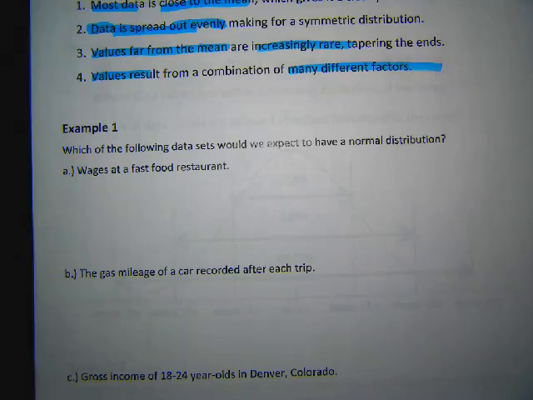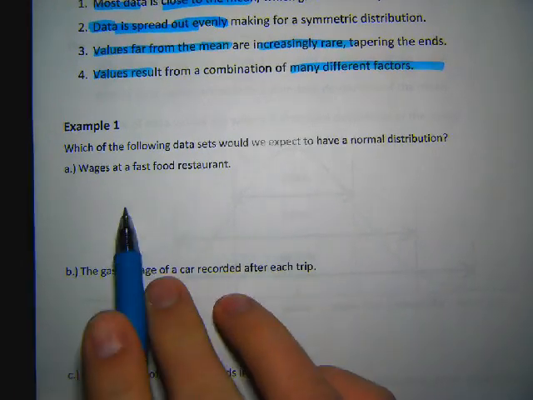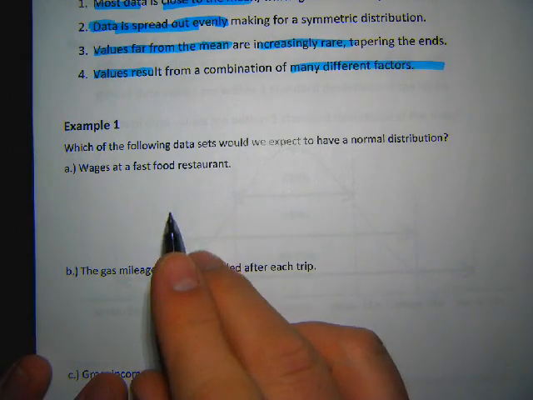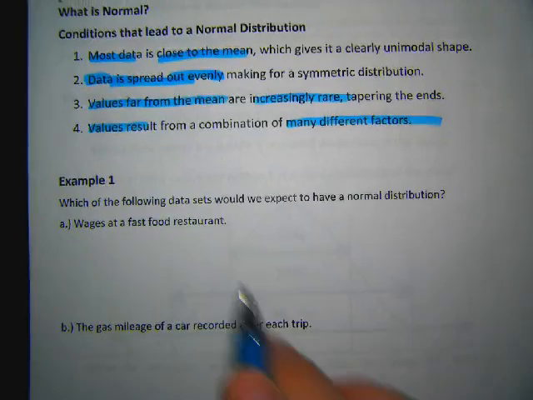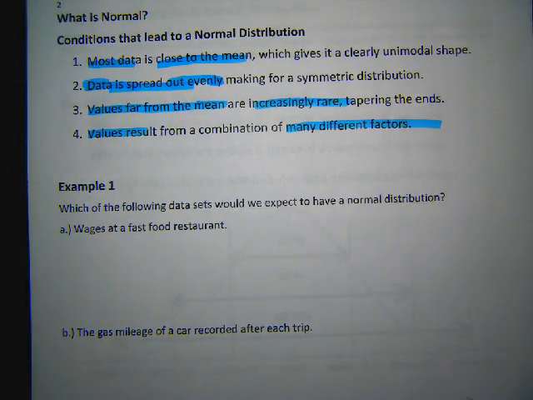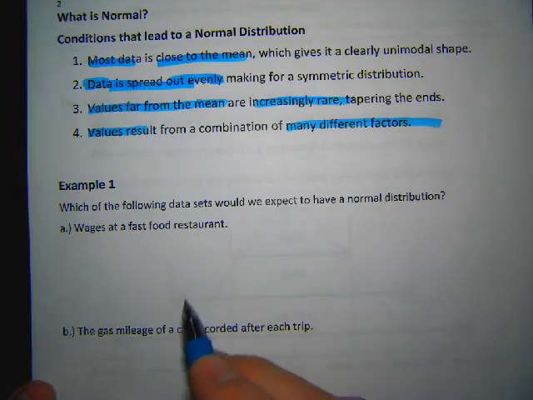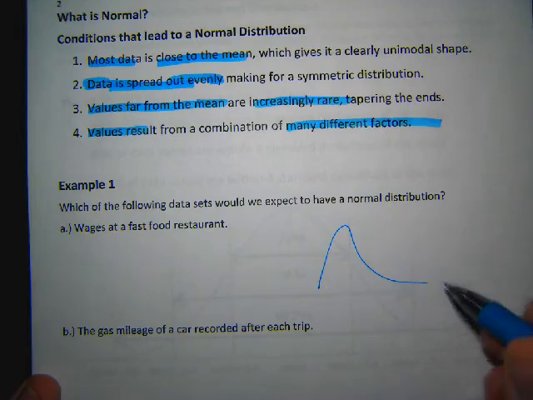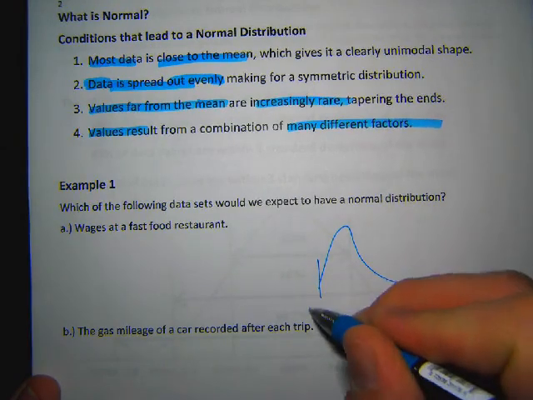So let's look at a couple of different ideas and try to decide if each would be a nice normal distribution. First one is wages at a fast food restaurant. And this one we say probably not, because you're not going to have this nice symmetry. Symmetry is needed to have this, and symmetry is when things are spread out evenly. But fast food wages are usually kind of right skewed. They kind of look like this because you have minimum wage.